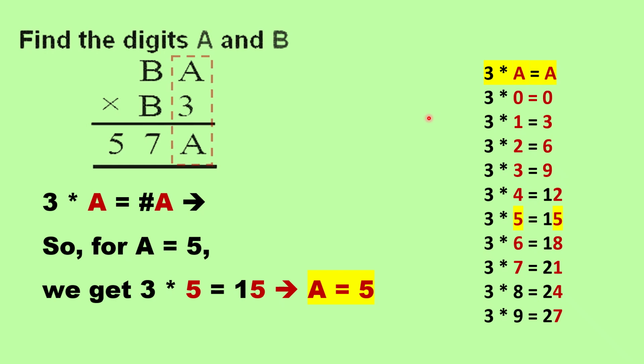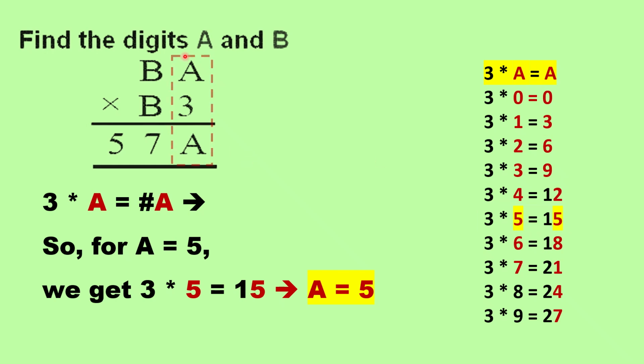5 is the only number other than 0, because 3 into 0 will also give you 0. But why we are not taking 0, we will tell you at the end of this solution. So 3 into 5, 15. Other things don't match. 3 into 1 is 3, it's not 1. 3 into 2 is 6, it's not 2. 3 into 3 is 9, not 3. 3 into 4 is 12, not ending in 4. 3 into 6, 18, not ending in 6. So the only value other than 0, which we will discuss later, is 3 into 5, 15.